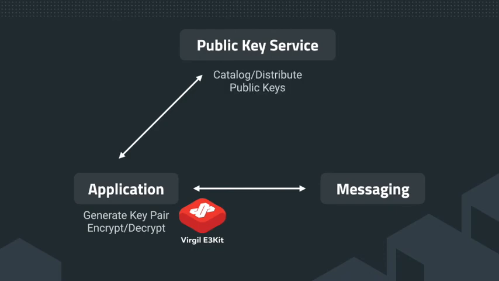The public key service is where the application will publish its public key once it's generated and will fetch the public key of other users that it wants to communicate with. And this service is provided by Virgil Security, and the communication with it is also done via E3Kit. And finally, your messaging service of choice will distribute the encrypted messages between users. That can be Twilio, Firebase, or something you built yourself.